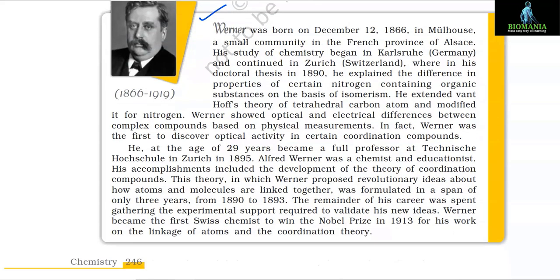His study of chemistry began in Karlsruhe, Germany and continued in Zurich, Switzerland, where in his doctoral thesis in 1890 he explained the difference in properties of certain nitrogen-containing organic substances on the basis of isomerism. He extended van't Hoff's theory of the tetrahedral carbon atom and modified it for nitrogen.